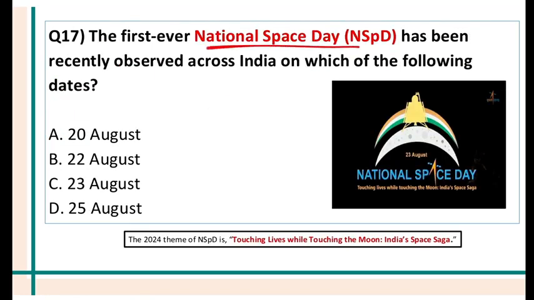The first ever National Space Day was celebrated when? What was the theme? Theme was touching lives while touching the moon. India's space saga, 23rd of August, because on this day Chandrayaan 3 landed last year in 2023 at the Shiv Shakti point. Name of the lander was Vikram. Name of the rover was Pragyan.